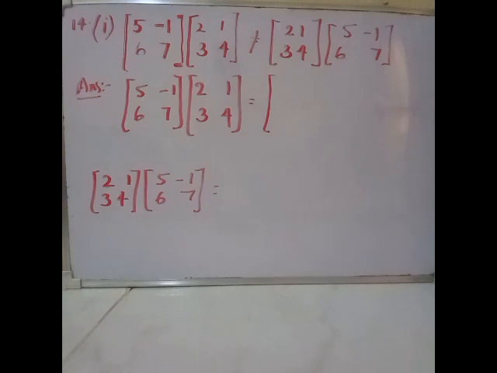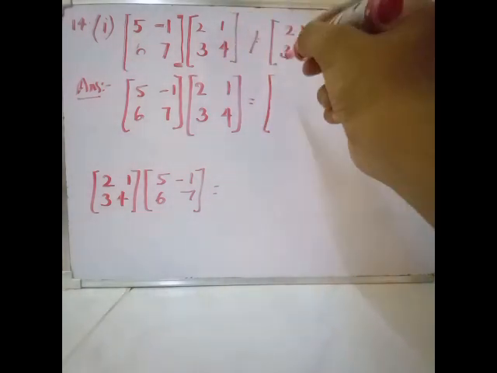In the 14th question, we have to prove that AB is not equal to BA. In the first part of the question, we have a 2 by 2 matrix multiplied with another one. And in the second part, we have 3 by 3 matrices. So now we'll do the left hand side of the equation and check what the answer is.